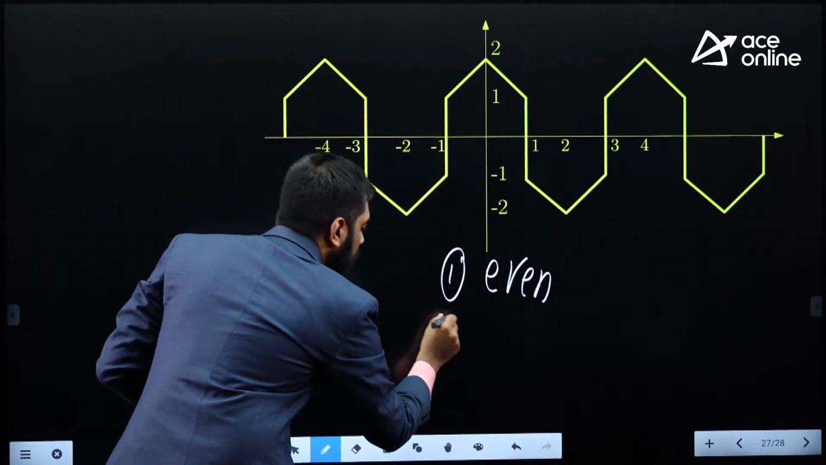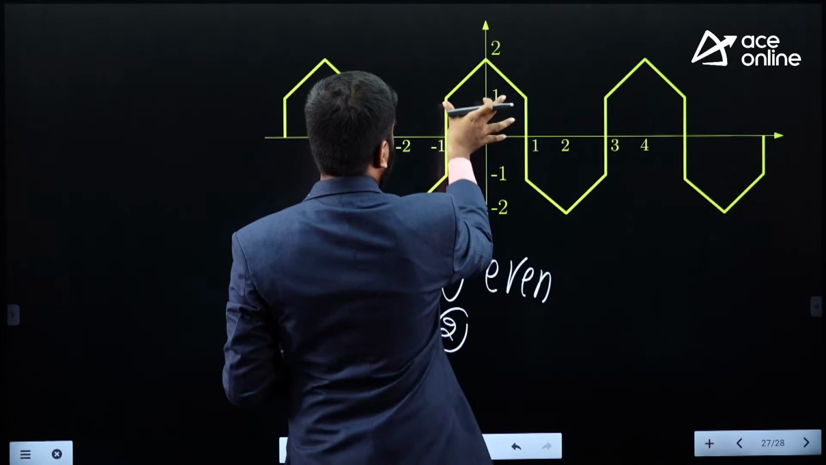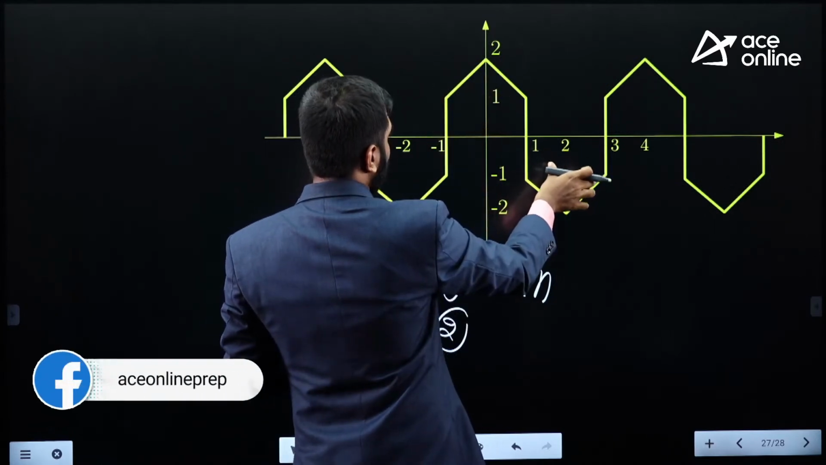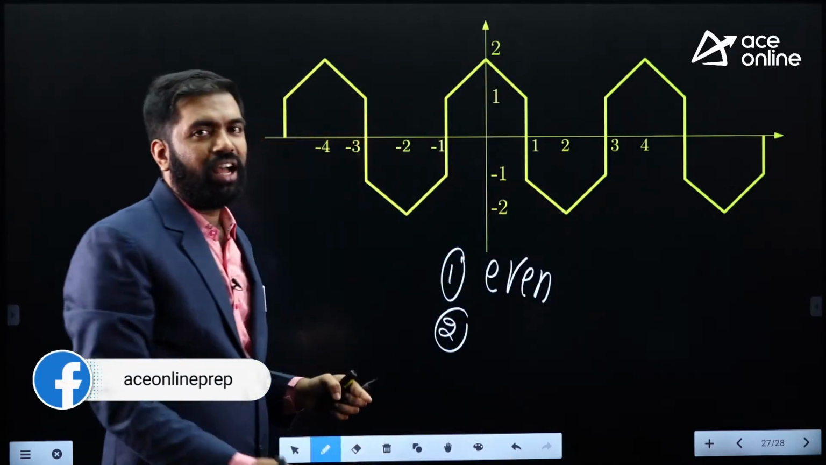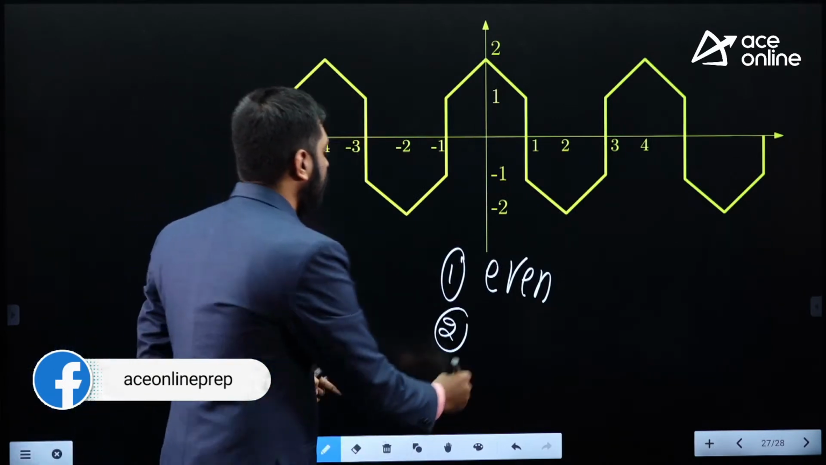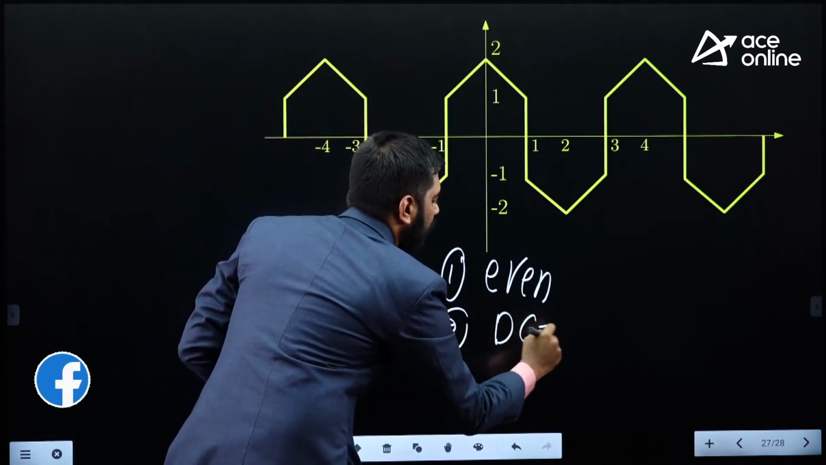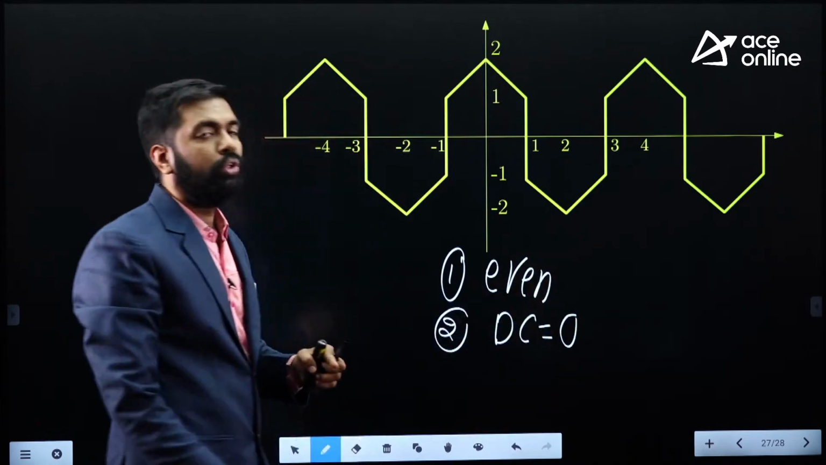What's the DC value? You can see that this is like a positive peak, this is like a negative peak, right? In the process of integration, the answer is 0. So the DC value is equal to 0.